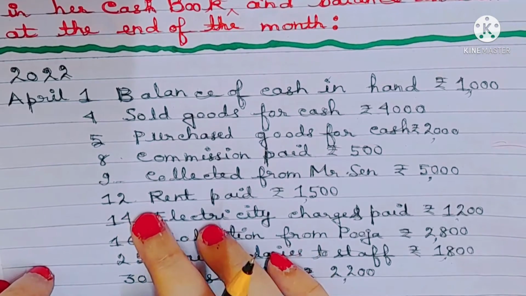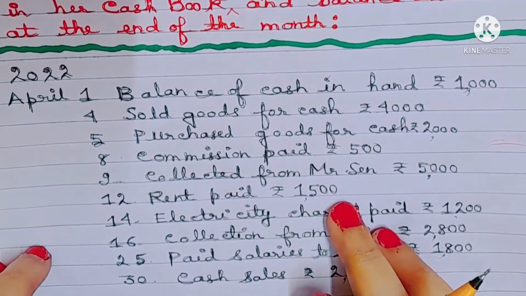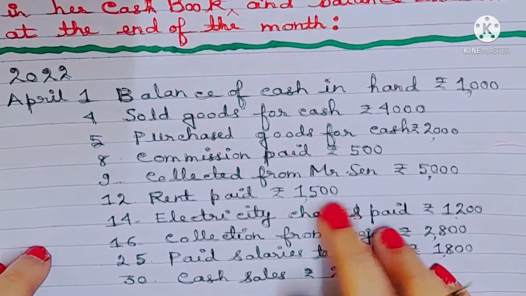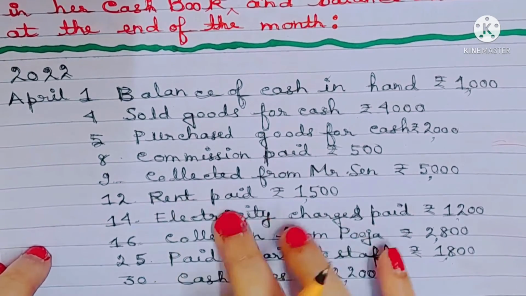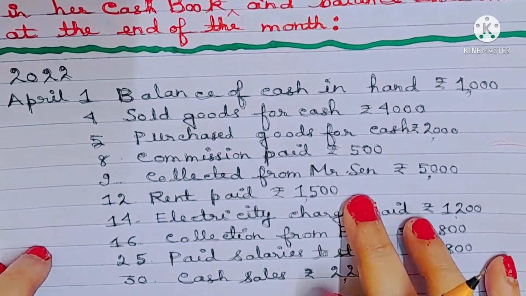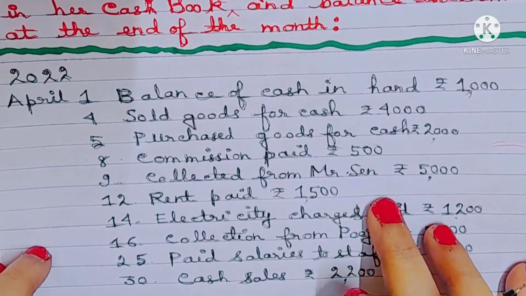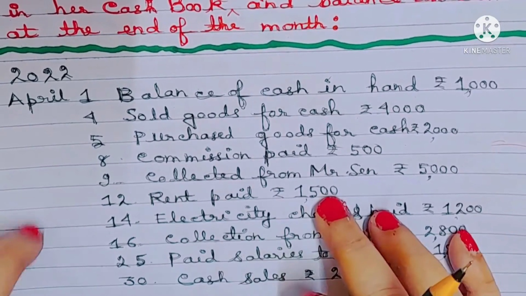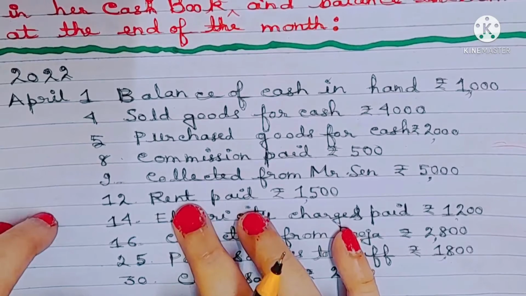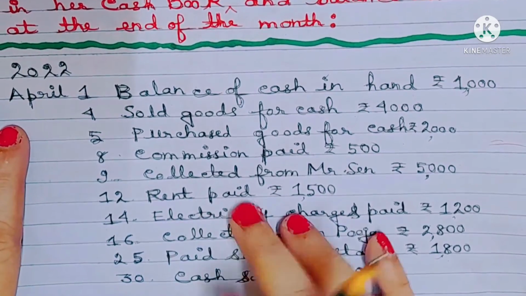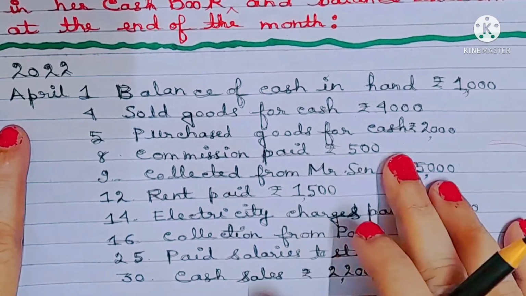The next transaction is on 12th April, rent paid rupees 1,500. So what is the journal entry? The journal entry is rent account debit to cash account 1,500. So what is the position of cash account? Position of the cash account is credit. So rent account will also be on the credit side. Okay, and moreover, when we are making rent payment, cash goes out. According to real account, what goes out is credit.